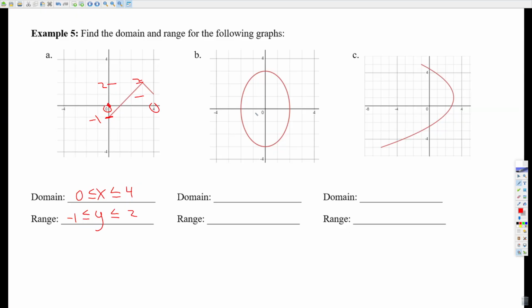Domain for b, the farthest left would be -2. Furthest right would also be a 2, but it's positive. Range is the lowest point, -3, to the highest point. I'm going to use y this time. Highest point is +3.